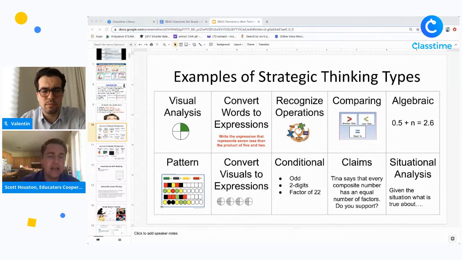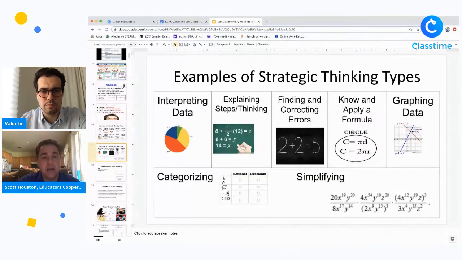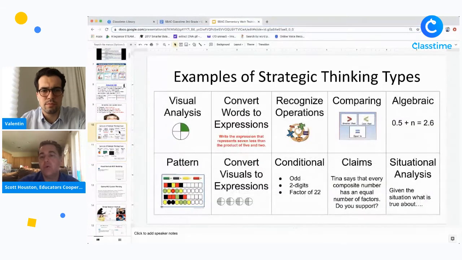So I'm not going to get into every single type of thinking right now. I just want to talk about how the question design would fit with this. And we may refer back to this a little bit. So this isn't all. These are the ones that show up a little bit more on the secondary side. So interpreting data, finding and correcting errors, know and apply a formula. Those show up a little bit more in the secondary, but we will find them in elementary as well. But these are the ones that you will see primarily in the elementary levels over and over again. So these were the ones we would be focused on.